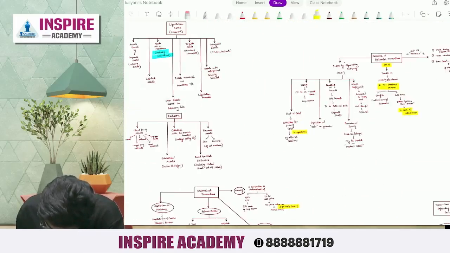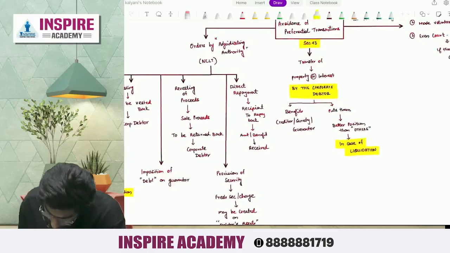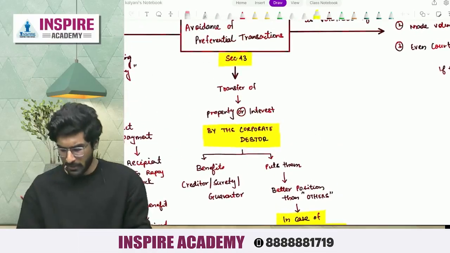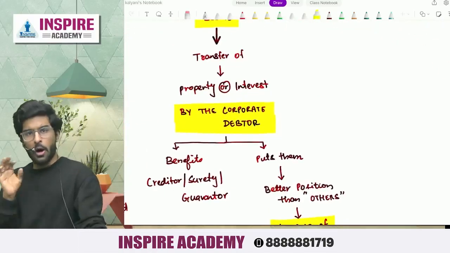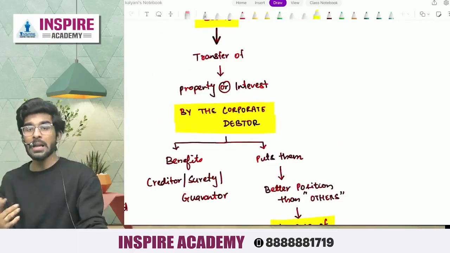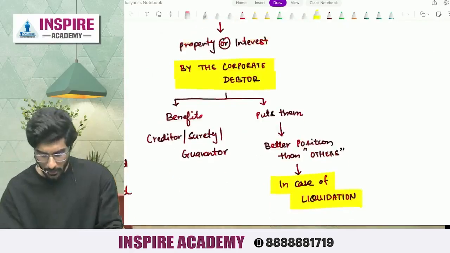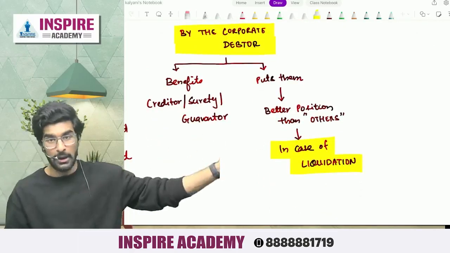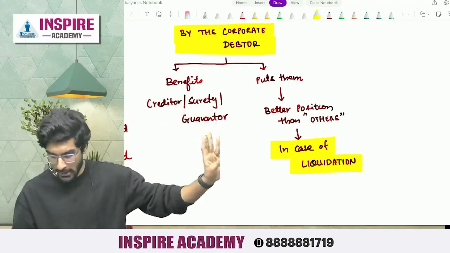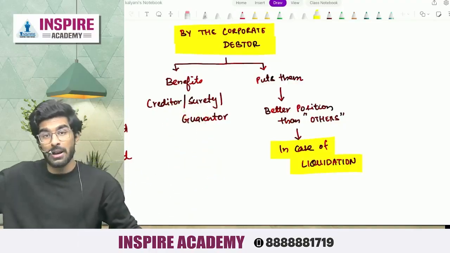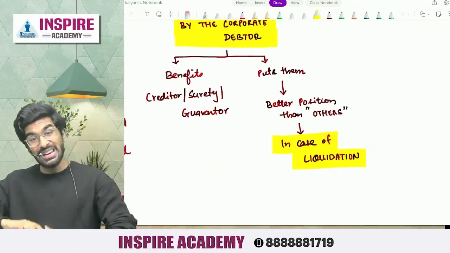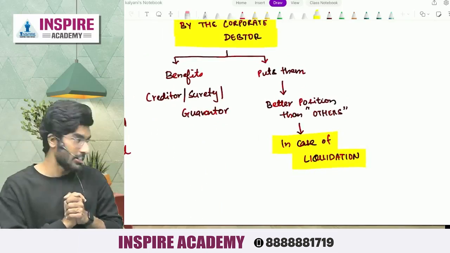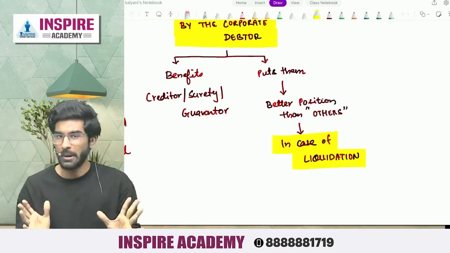So where were we? Yes, avoidance of preferential transaction. What is the meaning of this, people? Transfer of property or transfer of interest by the corporate debtor that benefits a creditor, surety or guarantor and puts them in a better position than others, in case of liquidation, is called a preferential transaction.